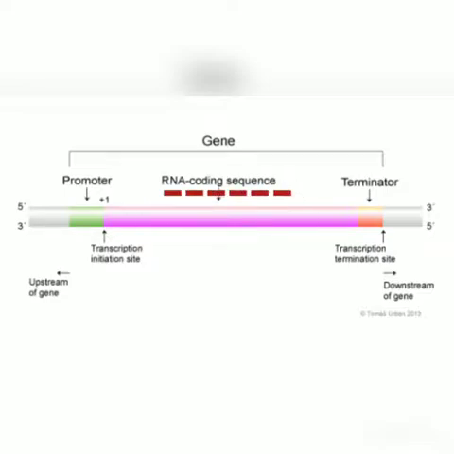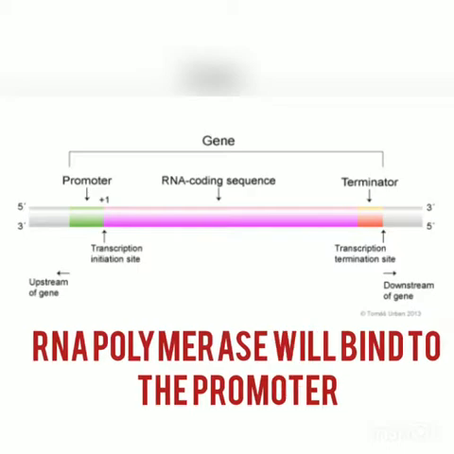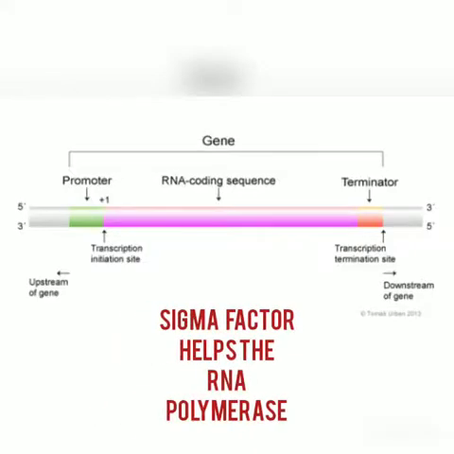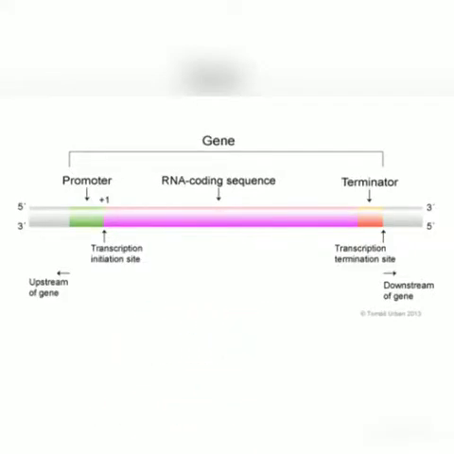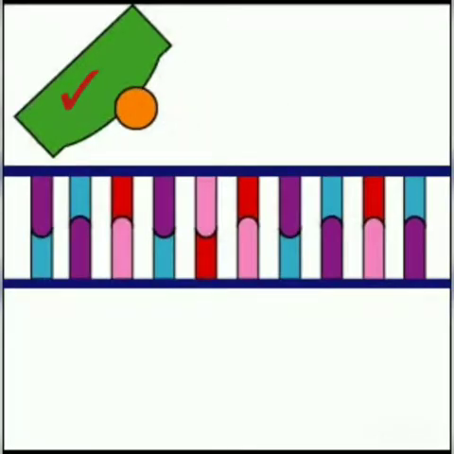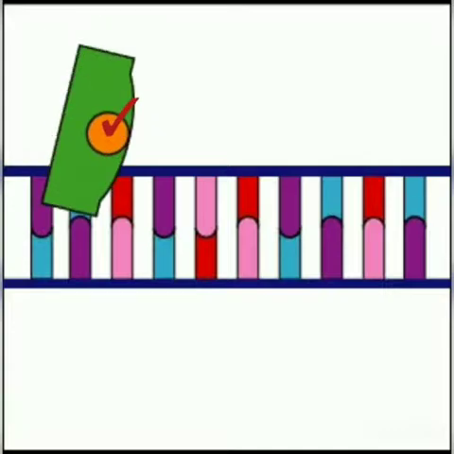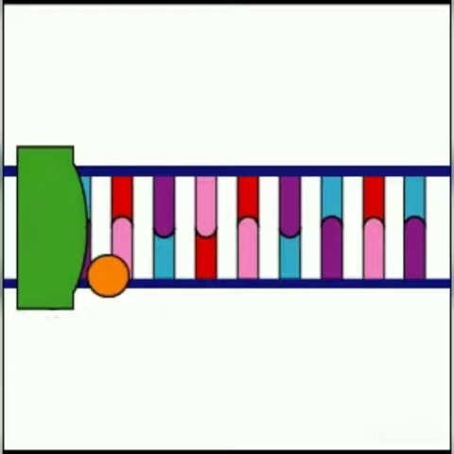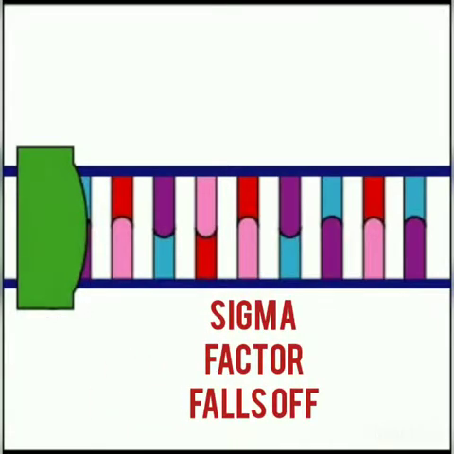Now from here the RNA synthesis will begin, that is RNA polymerase will come and bind to the promoter region, that is the initiation site, and in binding of the RNA polymerase to promoter region the sigma factor will help. Now students, in this video you can see the RNA polymerase is being helped by the sigma factor to get attached to the promoter region. After the RNA polymerase gets attached, the sigma factor falls off.